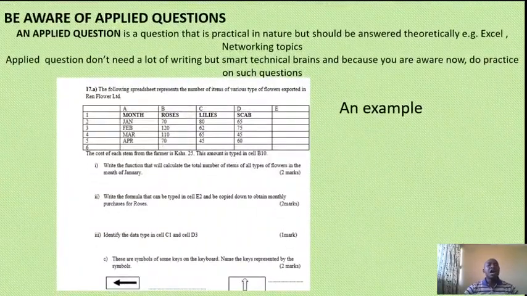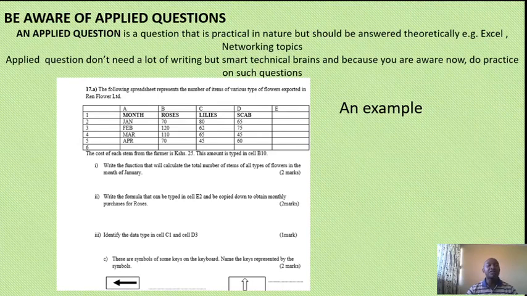Then be aware of applied questions. Many students don't answer applied questions. They just run away from applied questions. What is an applied question? An applied question is a question that is practical in nature, but should be answered theoretically.